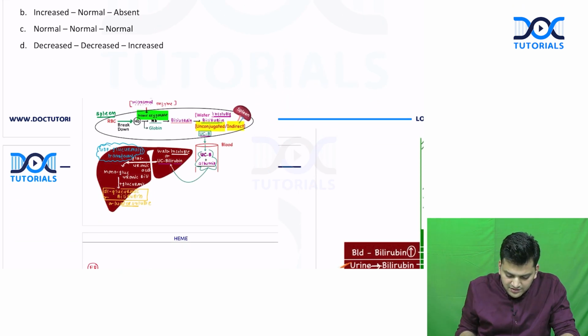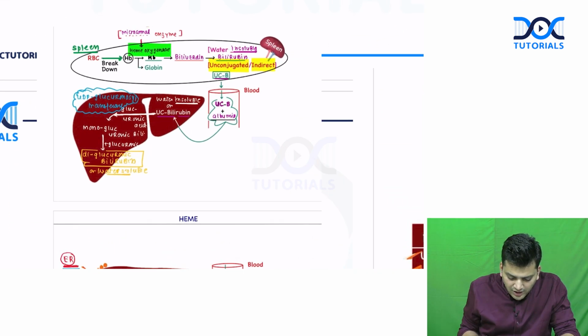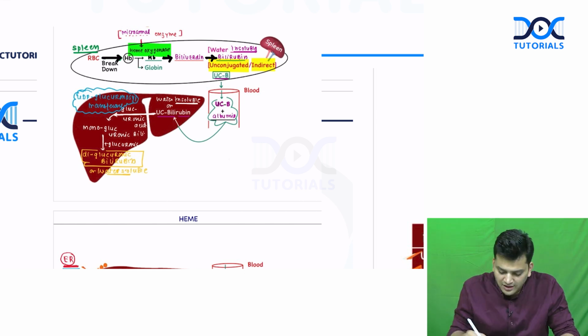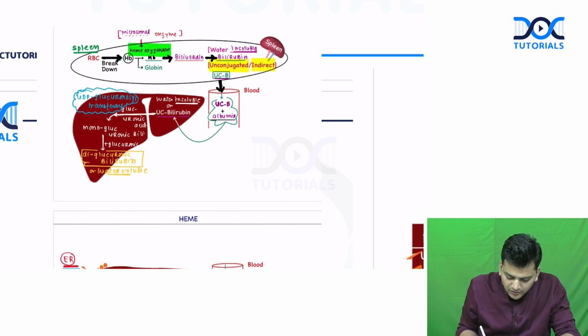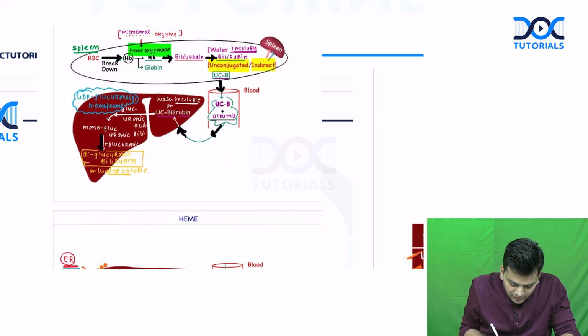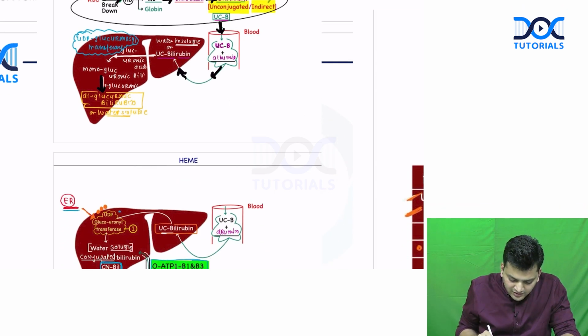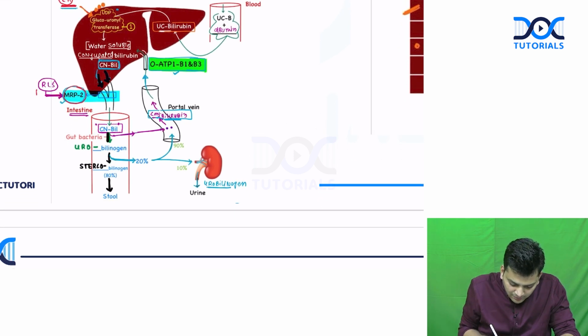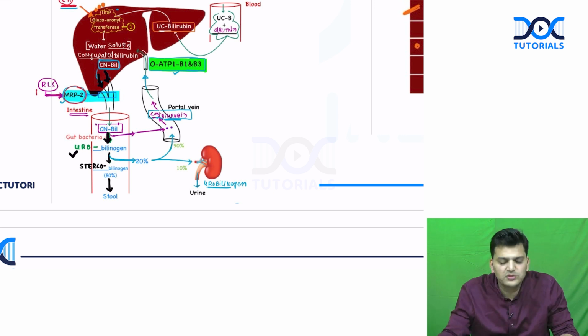See, normally what happens is, when the RBC breakdown happens, we are going to get the hemoglobin. The hemoglobin further will convert into biliverdin, and that will convert into bilirubin. And that is the unconjugated or indirect bilirubin, the water-insoluble bilirubin. Then this water-insoluble bilirubin, the indirect bilirubin, goes to the liver with the help of albumin. And the liver is going to conjugate it and make the conjugated bilirubin. Then this conjugated bilirubin will come into the intestine, and with the help of the gut bacteria, it will convert into urobilinogen.